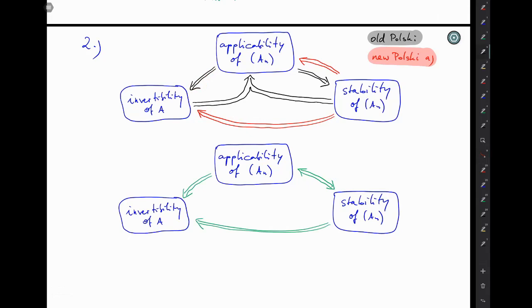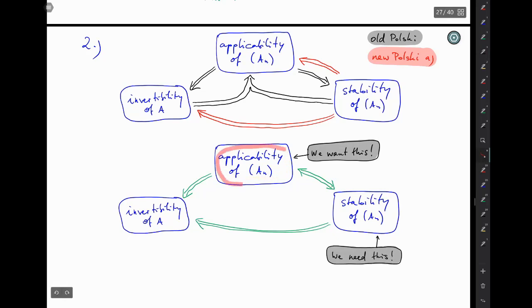And the roles of these three properties are still pretty clear. We want applicability of our method. And in order to get applicability, we definitely need stability.